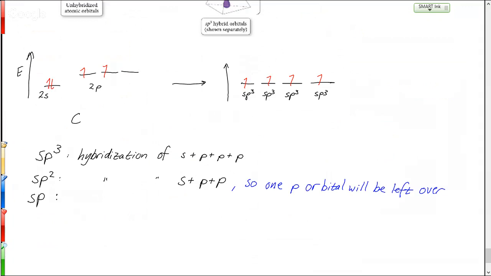And so what would you expect for an sp hybrid orbital? What is that the hybridization of? Yeah, 1 s and 1 p. So what's left over? Right, 2 p orbitals are left over.